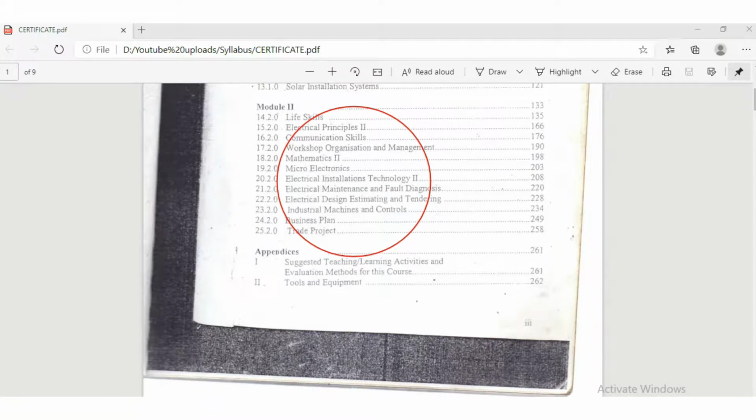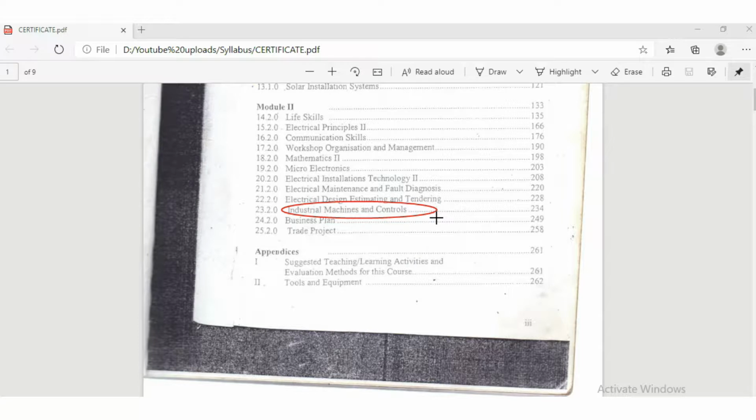And then there is module 2 of study, which is the second year. In module 2, they will take all these units. You can go through them, but the one I'm most interested in is electrical installation technology 2, which will prepare them more for electrical installation work. There is also estimation, electrical design, estimation and tendering again, which will prepare them for contracting work. There's also industrial machines and controls. Now they can install motors and other electrical machines.